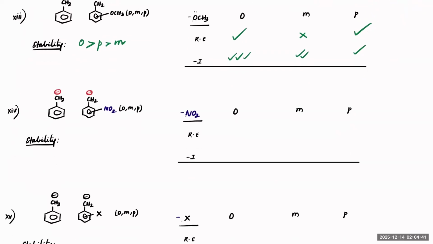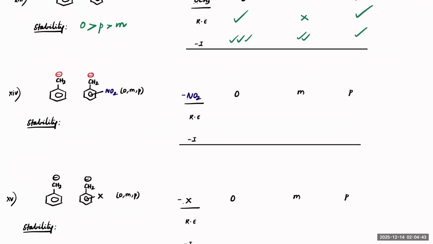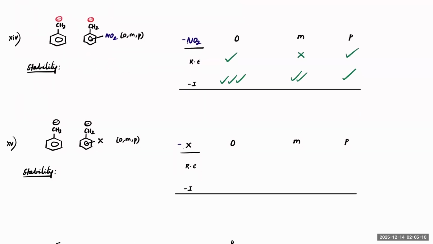Now let's see the same thing, similar logic, for NO2. If you have NO2 at ortho, meta, and para position here, what do we get? Negative charge always appears in ortho and para position only. So yes, resonance is observed at ortho and para, meta no resonance. At ortho, minus I, it is a strongly withdrawing group. At meta, it is only minus I and it is moderately withdrawing. And at para, it is weakly withdrawing.